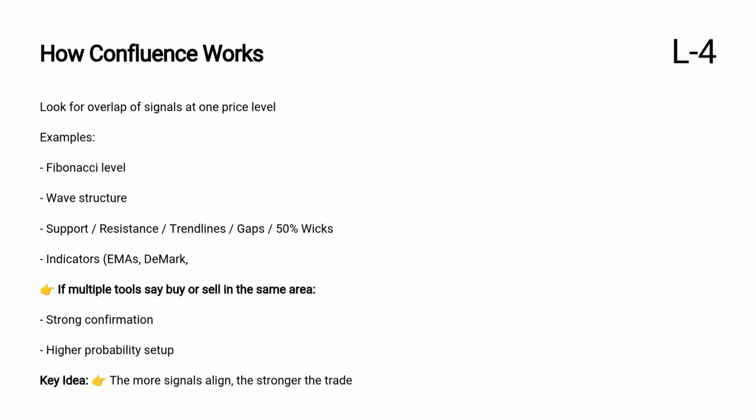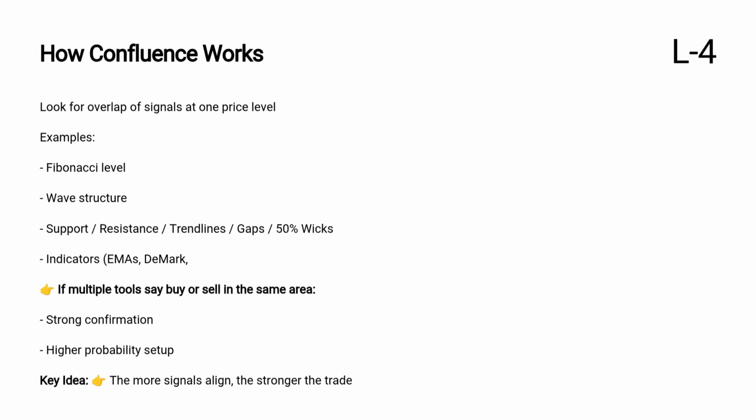So, how do we build a confluence stack? We look for the overlap. Imagine several transparent layers stacked on a chart. One layer is your Fibonacci levels. The next is your wave structure. Then you add support and resistance lines, trend lines, or maybe a 50% wick level from a previous candle.